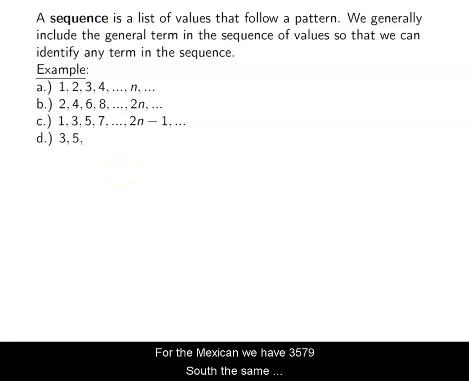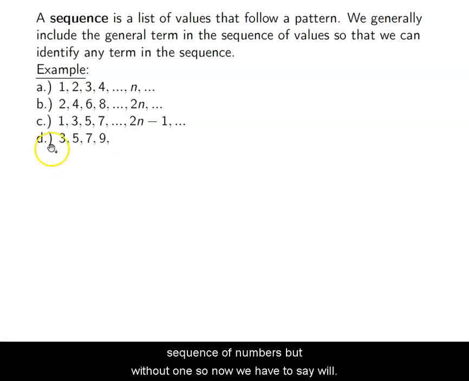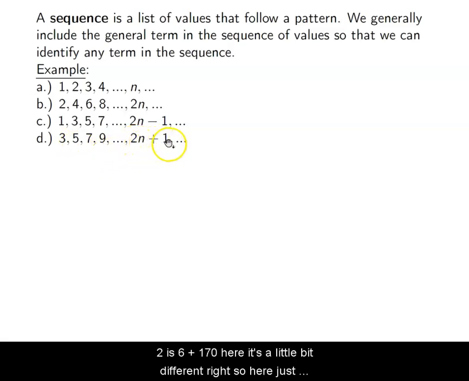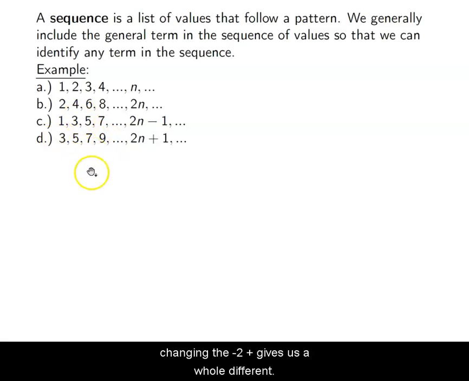For the next sequence, we have 3, 5, 7, 9. So it's the same sequence of numbers, but without 1. So now we have to say, well, how do we describe this? Because I can't describe it as 2n minus 1 because I would have 1 first, right? So here the general term is 2n plus 1. 1 times 2 is 2, plus 1 is 3. 2 times 2 plus 1 is 5. 3 times 2 is 6, plus 1 is 7. So here it's a little bit different, right? Just changing the minus to a plus gives us a whole different sequence.